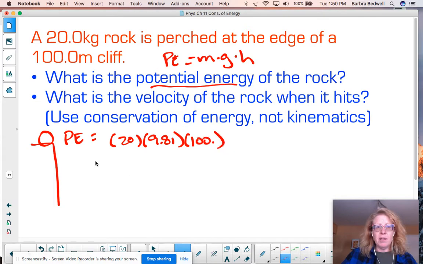I don't know what that value is. I'm sure you've got it somewhere. It's like 98 something or other. But the answer to this one is going to be in joules. It would be whatever that final value is.